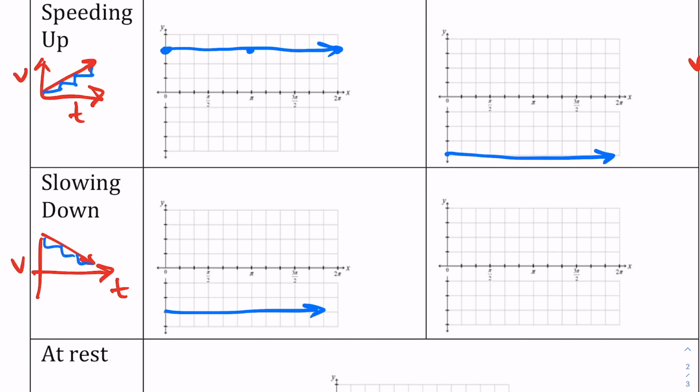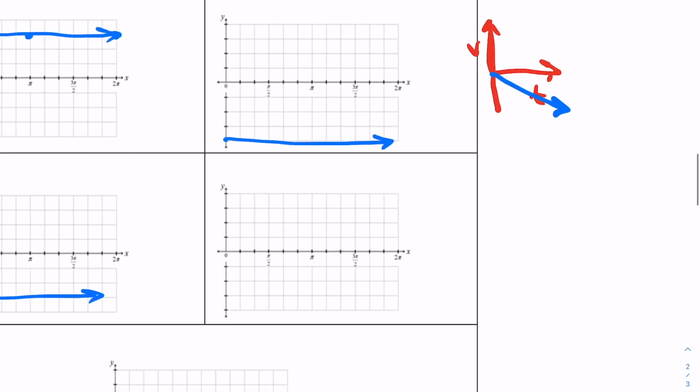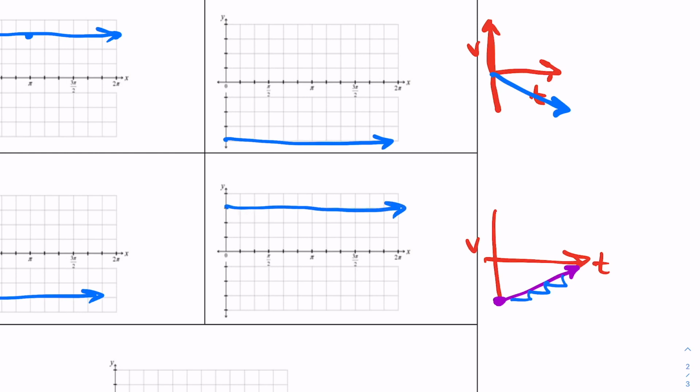And if you're slowing down in the negative direction, your velocity time graph would look like this. Slowing down in the negative direction means that you'd be starting at some negative velocity and approaching 0. And so your slopes would actually be positive slopes. Just graphing the slope.